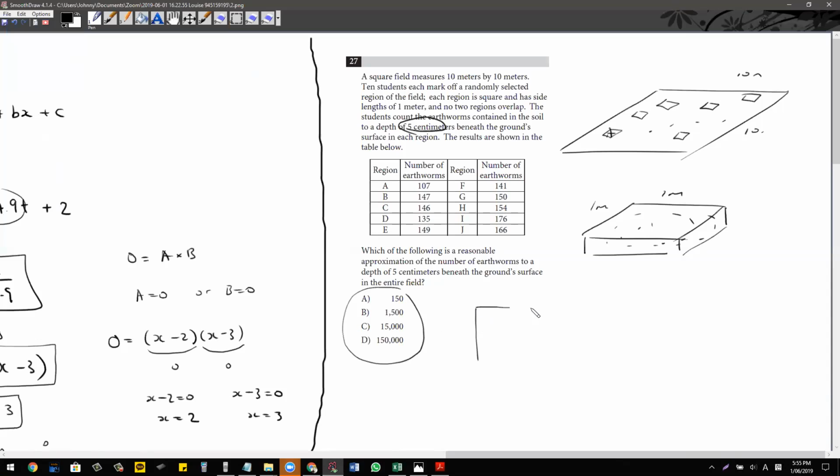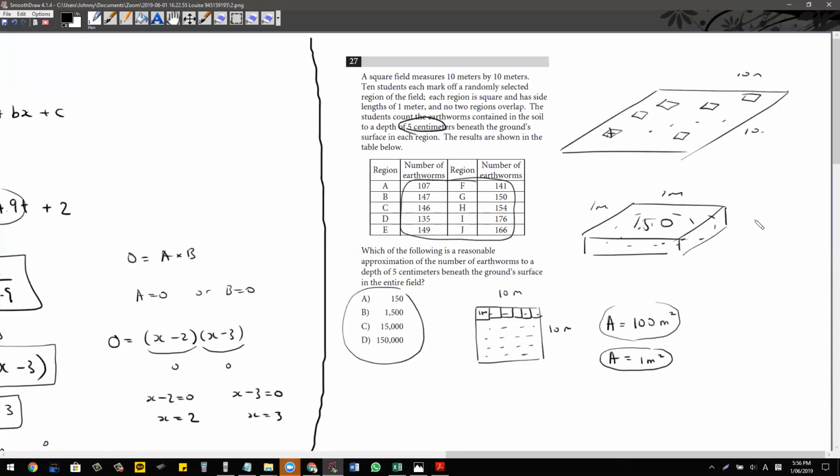If this is a 10 meter by 10 meter field, the area is how much? 100 square meters, right? This is a meter, so times this together, the meter square. Now this one is 1 meter by 1 meter, so that's 1 meter square. How many of these can fit in here? 100. So you have 100 of these little squares within the 10 meter by 10 meter. But in each square, there is approximately 150. So it's 150 times 100.